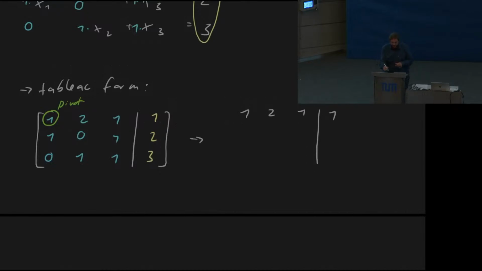For the second row, we aim to get rid of that 1 here. We need to get rid of anything below the pivot, right? So for the second row, this 1 needs to go. We need to turn that into a 0. How can we do that? Well, we just subtract the first row from the second row once. 1 minus 1 will be 0, right? So this is what we do.